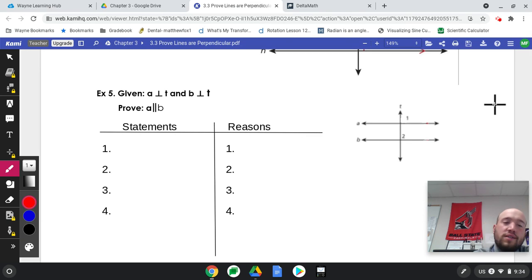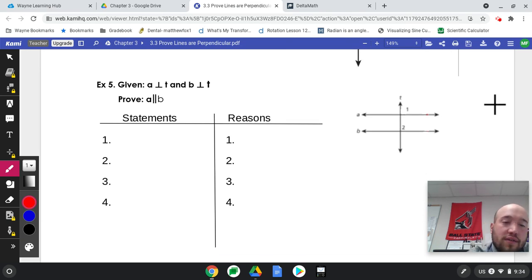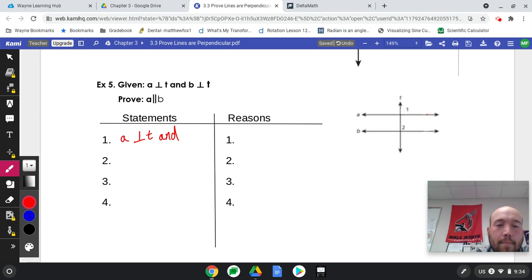So if we look here, we always know we start our proofs with the given. So A is perpendicular to T. That symbol right there, that upside down T, means perpendicular, much like that means parallel. Okay? And B is going to be perpendicular to T, and this is because it's given.